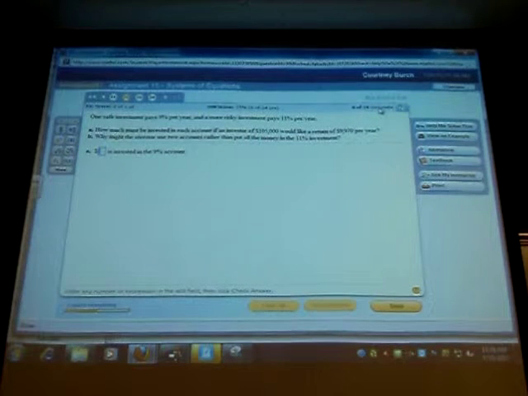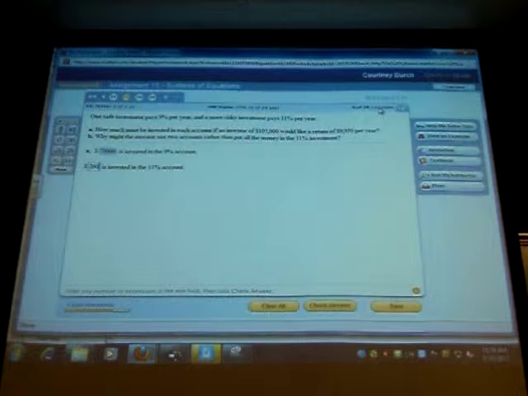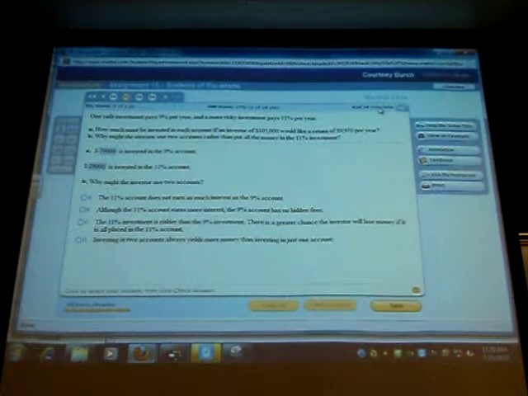Okay, so 79,000 in the 9% account and 26,000 in the 11% account. Now if I can earn 11% on one account, why wouldn't I just throw all my money in the higher amount? Higher percentages are always riskier. So you want to have some of your money in a safe account, some of your money in a risky account.